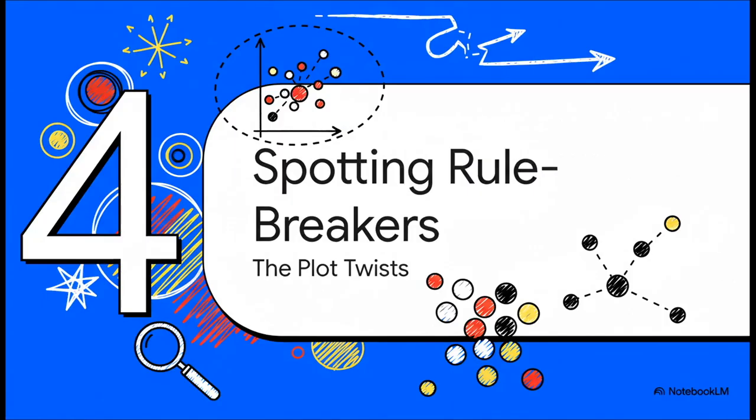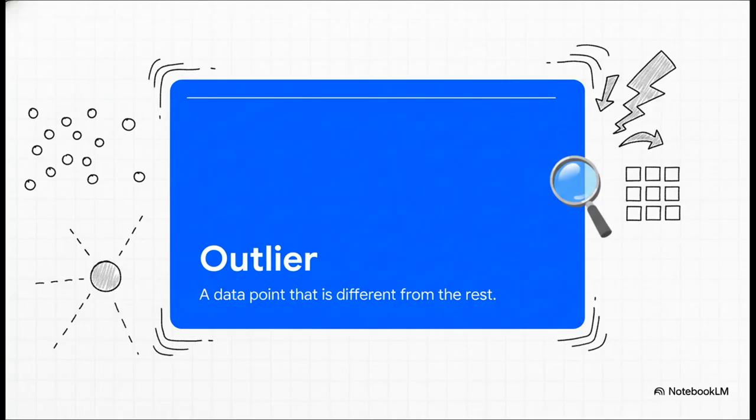But you know, a lot of the time, the most interesting parts of a story aren't the main plot. They're the unexpected twists. And in data, these are the points that just don't follow the rules. We call these little rule breakers outliers. An outlier is simply a data point that really stands out because it's so different from everything else. It's the exception to the rule, and trust me, it often has the most interesting story to tell.